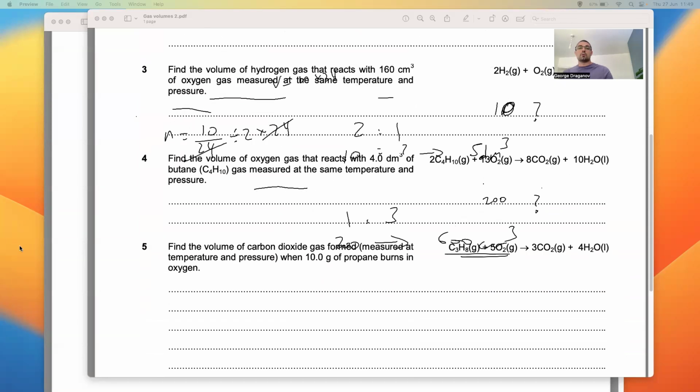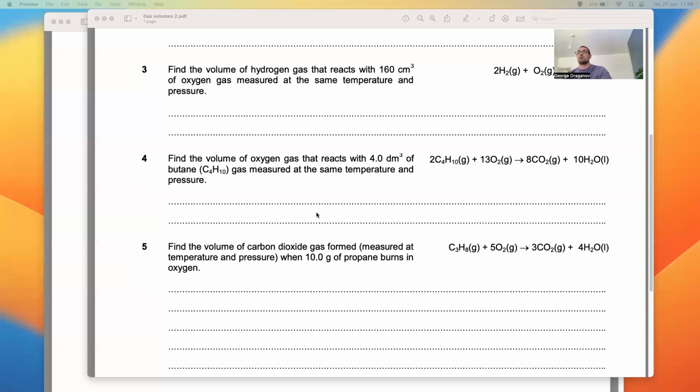So when you get down to question 1 to 4 will be fine for that. But number 5 and 6, you can't do that. So I shall show you a final example with number 5 and then conclude. So number 5 says find the volume of CO2, but they give you the mass, not the volume of propane. If they gave us the volume of propane, it would have been easy. But instead they gave us the mass.